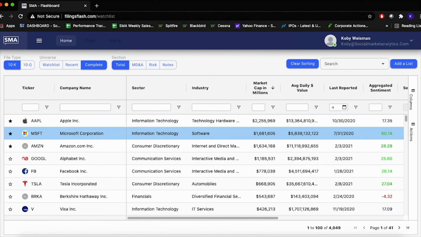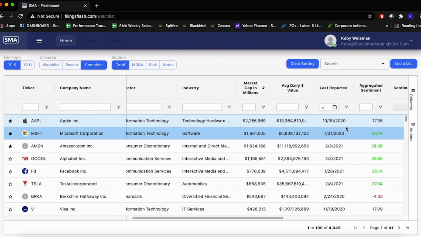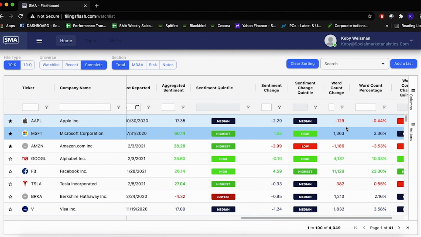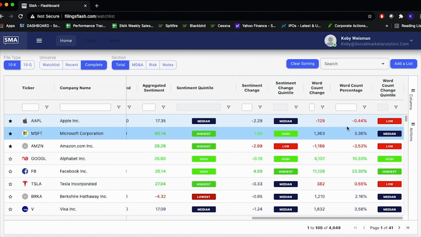In this table, there are general characteristics on each company, like sector, industry, market cap, liquidity, and the date the filing was last reported. We also have sentiment and word count metrics. Sentiment is a measurement of how positive or negative the language in the textual data is.